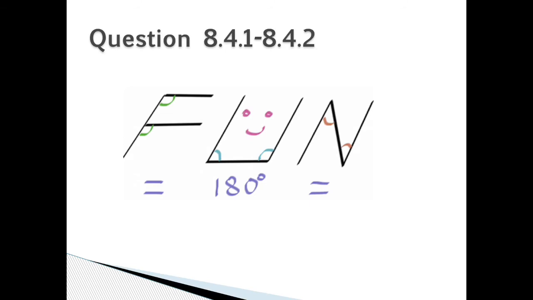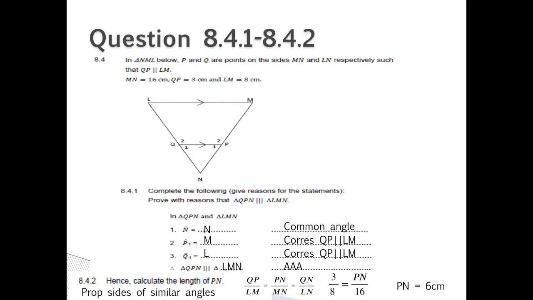Whenever you have parallel lines, you always need to remember FUN. The F should show your corresponding angles. They are the same. Your U shows that the co-interior angles add up to 180 degrees. And your N shows that your alternate angles are equal. So for 8.4.1, we can see that angle N is equal to angle N.